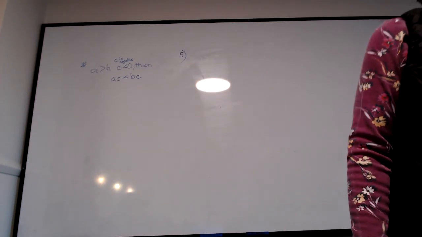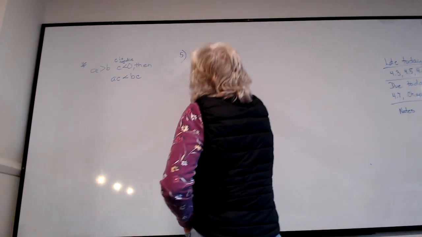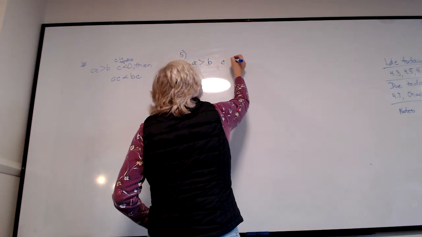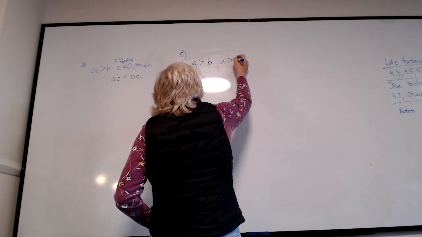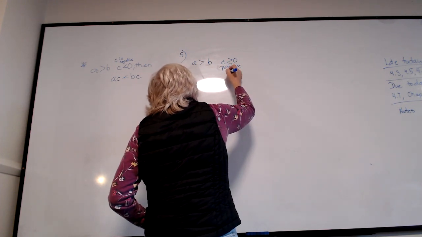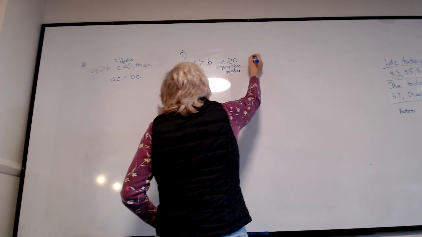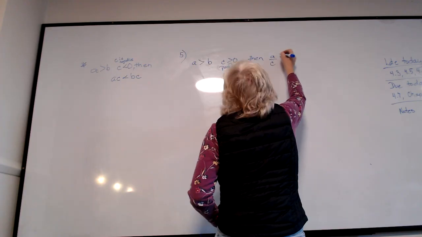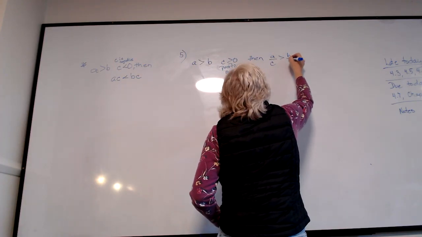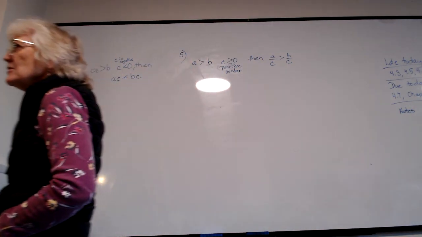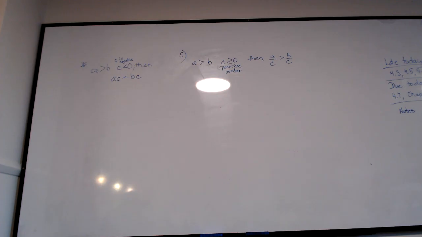So it's basically, division's the same way, okay? If A is greater than B, and C is greater than 0. Again, this makes a positive number. Then A over C is greater than B over C. Because if A is greater to begin with, and you put the same denominator under both of them, A is still going to be greater, okay?